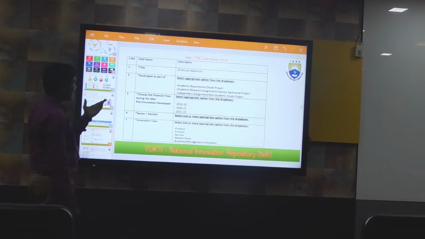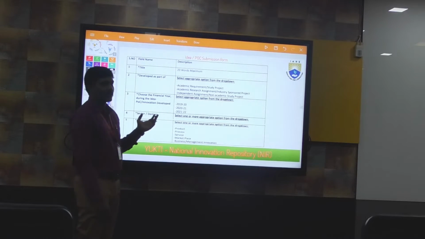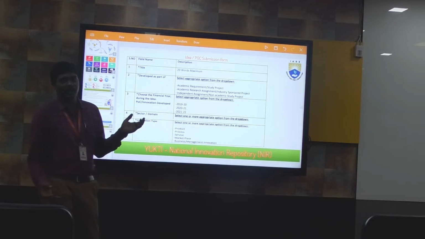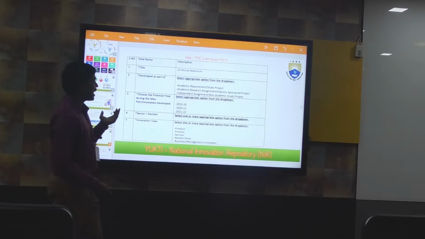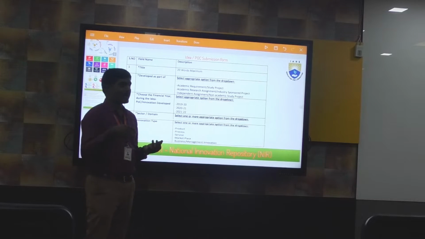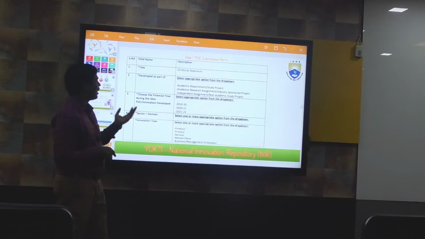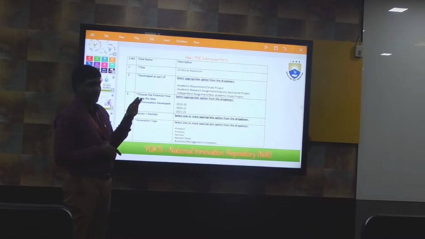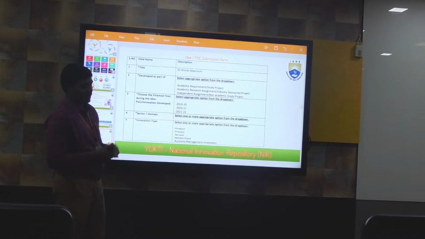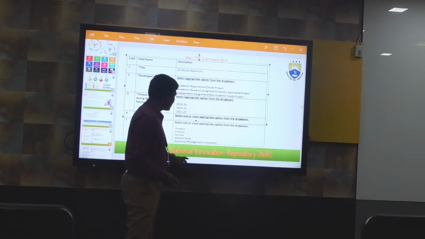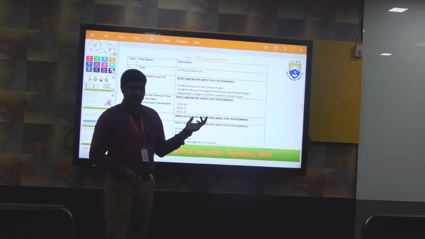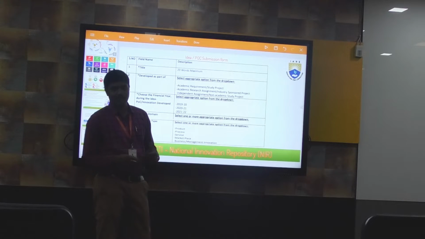Whenever we consider this IDR POC submission form, the first item is the title of the innovation and what it was developed as a part of. Whether developed as part of an academic requirement, academic research assignment, industry sponsored project, independent assignment, or non-academic study project. Academic requirement and study project can be considered UG/PG projects as well as PBL and RBL outcomes.